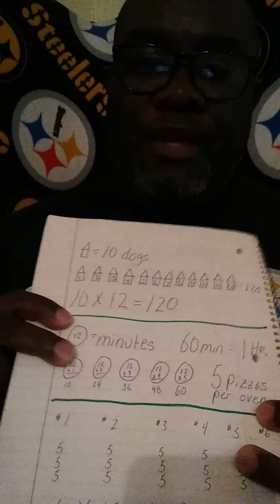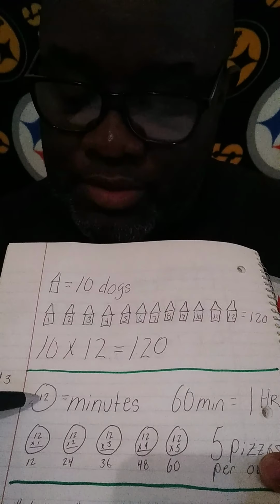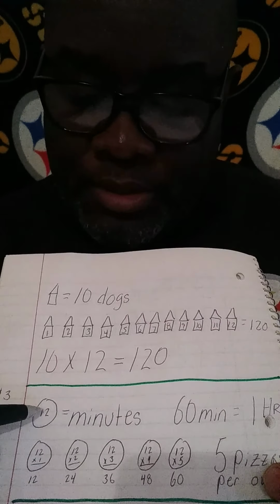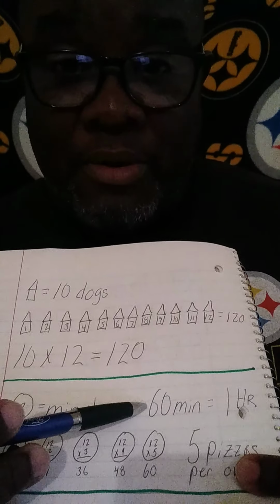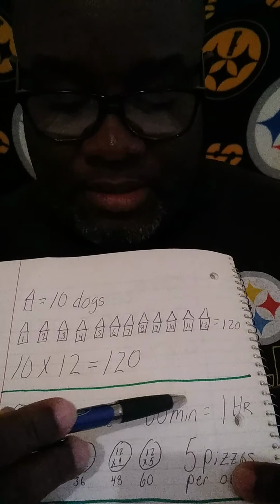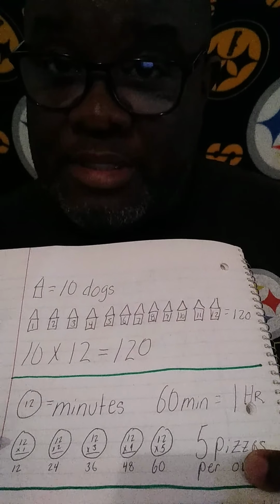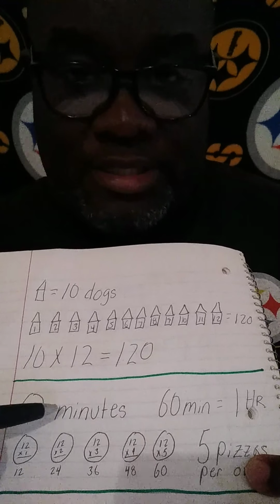So with that, as you see up here, I have it. It's 1 pizza equals 12 minutes. So we know 1 hour is 60 minutes. So we have to see how many times 12 can go into 60 evenly.